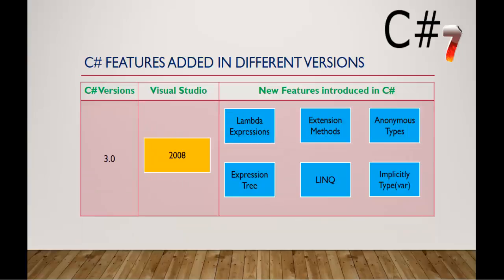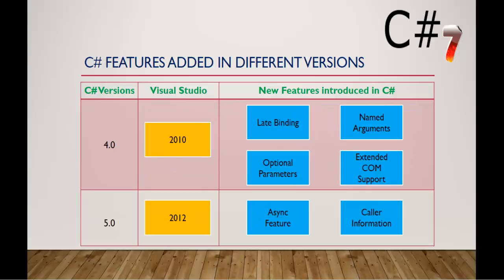Coming to C Sharp version 3, you can observe it has come up with a bunch of features, and it was released with Visual Studio 2008. The features were lambda expressions, extension methods, anonymous types, expression trees, LINQ, and implicitly typed var. C Sharp version 4 was released with Visual Studio 2010, and the features were late binding, named arguments, optional parameters, and extended COM support.